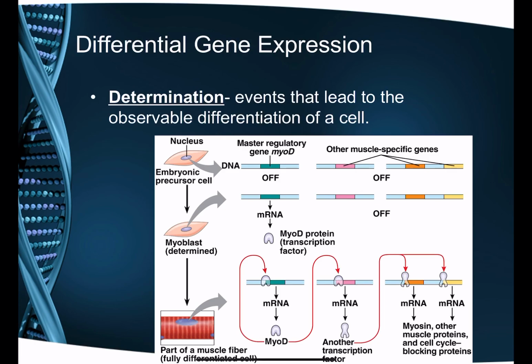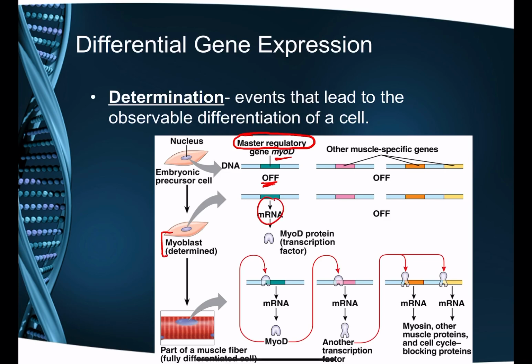Turning genes off, turning genes on, these are called master regulatory genes. So this master regulatory gene, MyoD, which helps to develop a myoblast, which is in muscle cells, if it gets turned off, then it's not going to develop those muscle-specific genes.